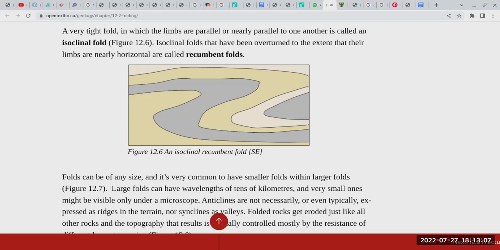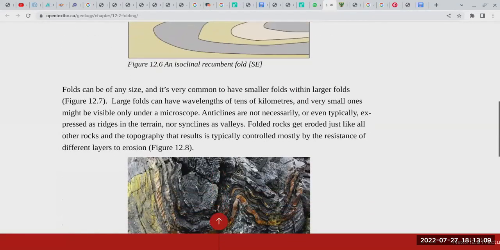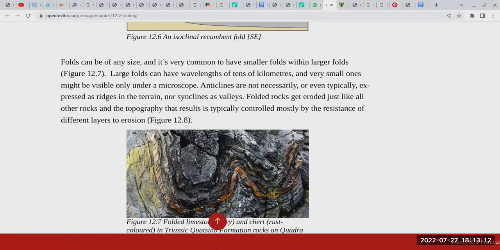Yes, sir. Yeah, man. So it says folds can be of any size. It is very common to have similar folds within larger folds. Similar folds within larger folds.